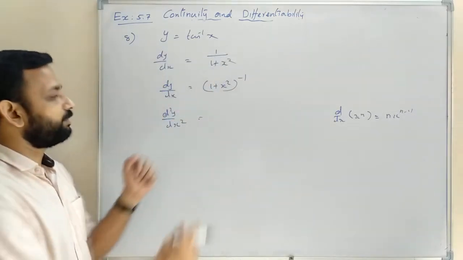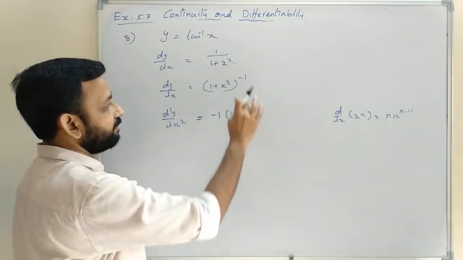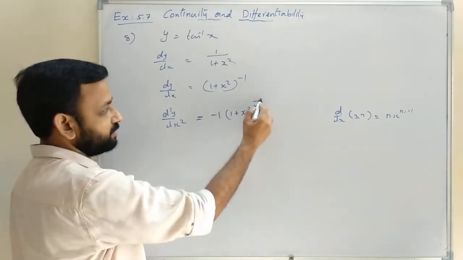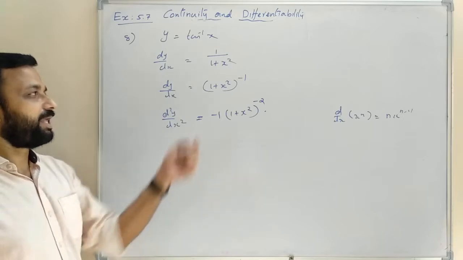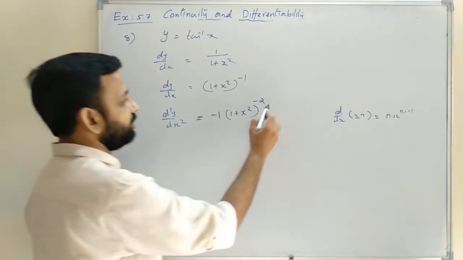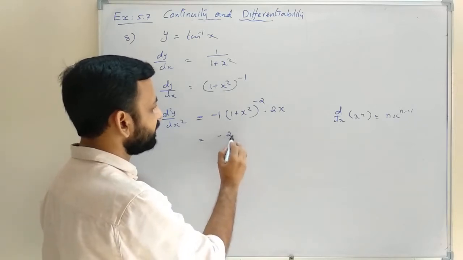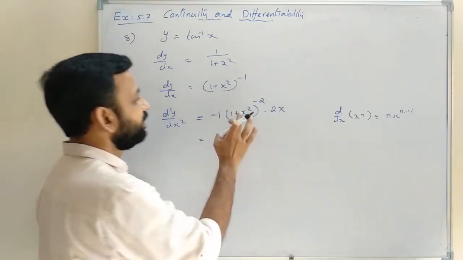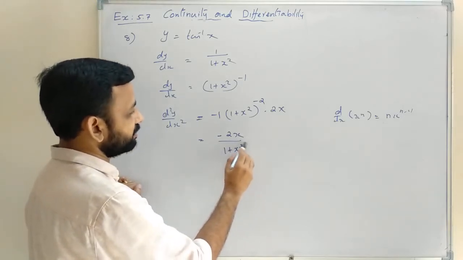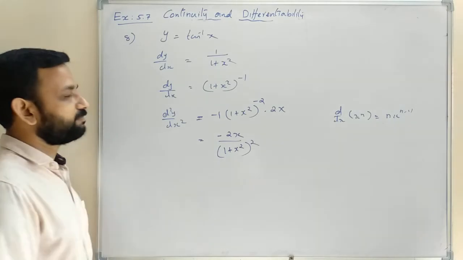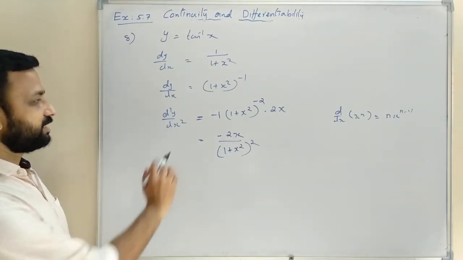When we use that formula, minus 1 into (1 plus x square) raised to the power minus 2, into derivative of 1 plus x square, chain rule. Derivative of 1 is 0, derivative of x square is 2x. So that will be minus 2x, and taking it from numerator to denominator, we get (1 plus x square) whole square. So that is minus 2x upon (1 plus x square) whole square, that is d square y by dx square.